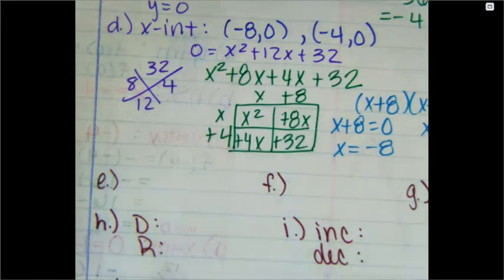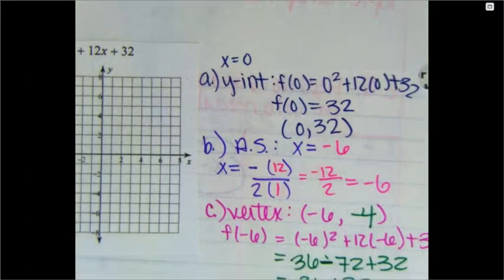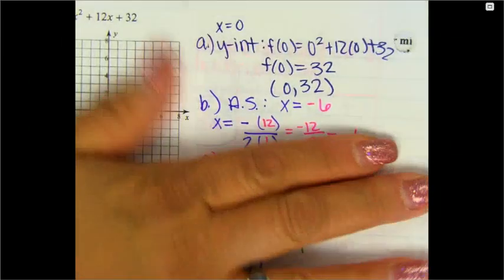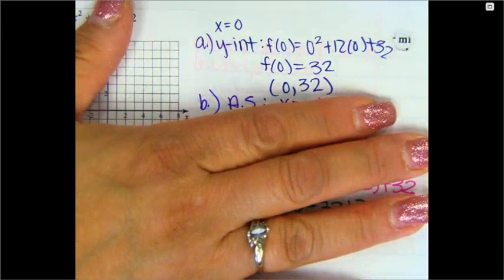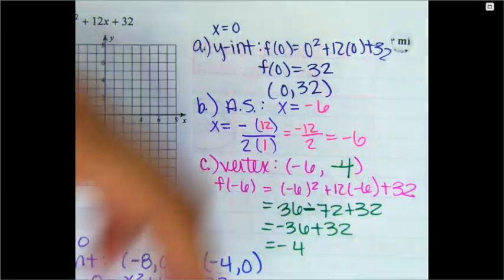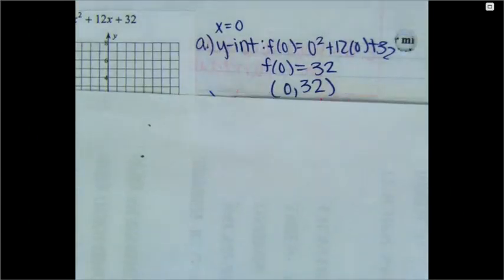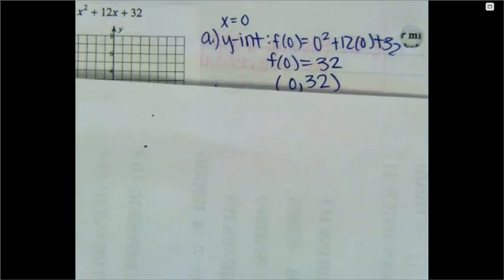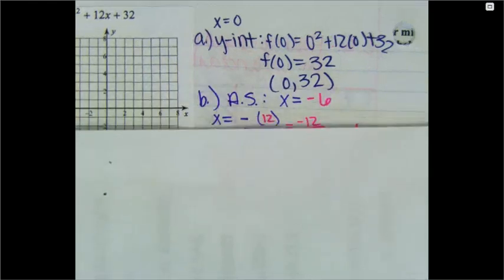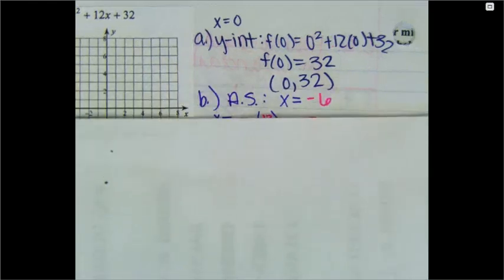Let's start at the top. Lots of y writing. Your y-intercept is 0, 32, right? Yes? That is correct. How many of you have 0, 32? Next part, axis of symmetry, x equals negative 6. How many of you have x equals negative 6? You're correct so far too.